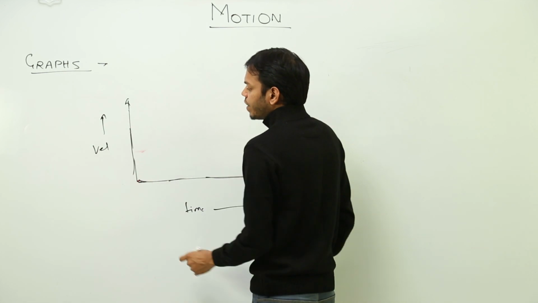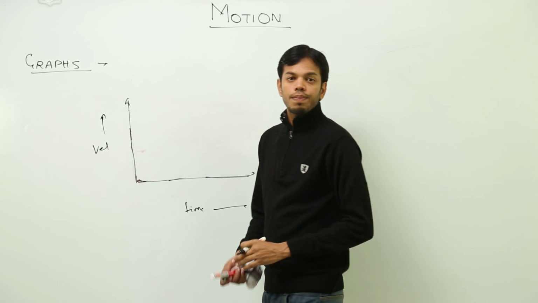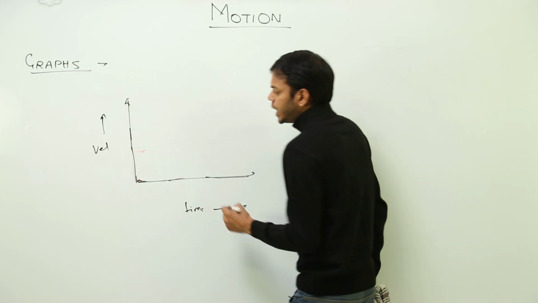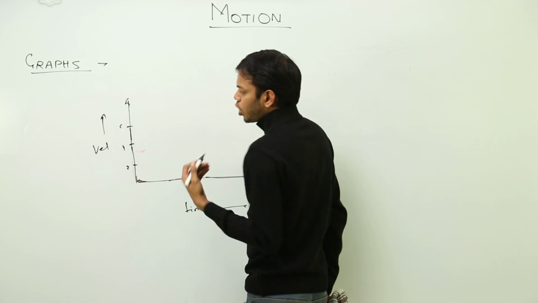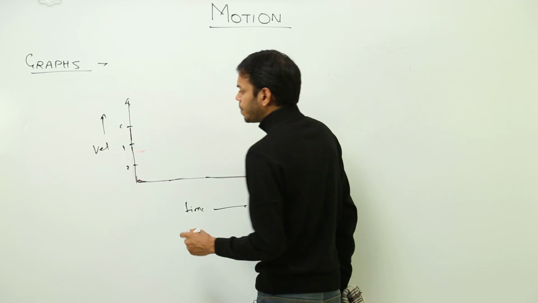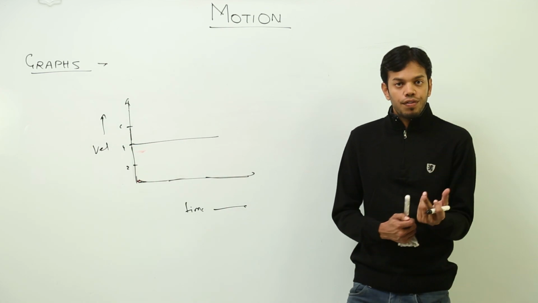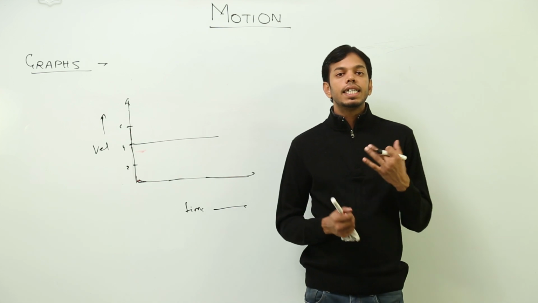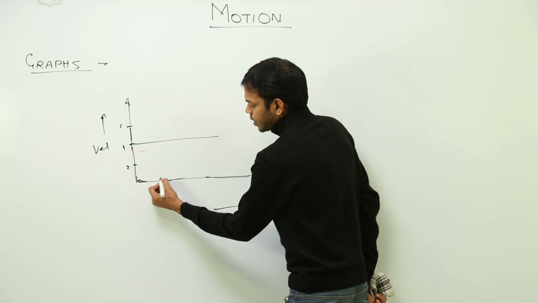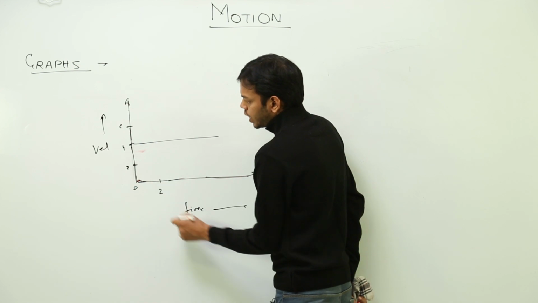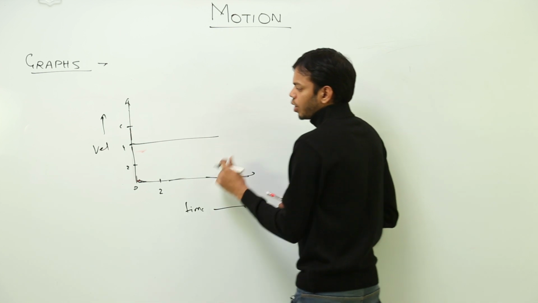An object moving with a uniform speed or uniform velocity would be, suppose this is 2, this is 4, this is 6. Suppose the object is moving constantly with 4 meter per second, the graph will go straight. If now the object is increasing its speed from 4 to 6 in 2 seconds, 0, 2, so the object has increased. This was for uniform speed or uniform motion.